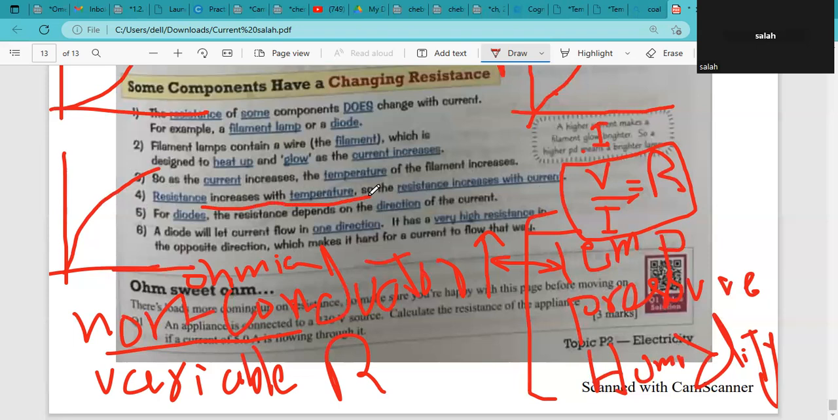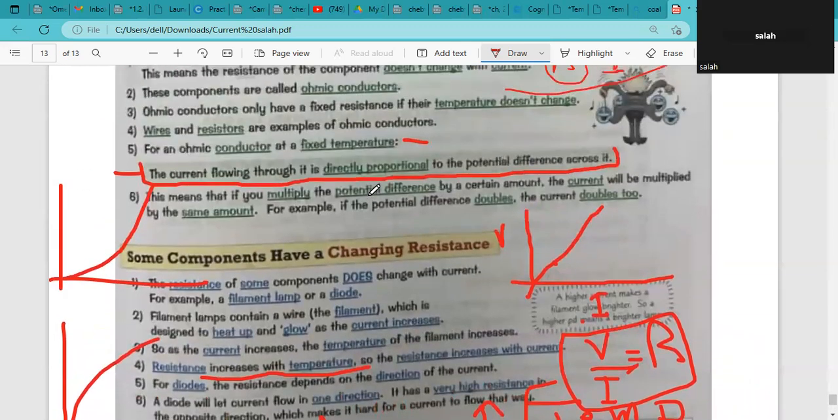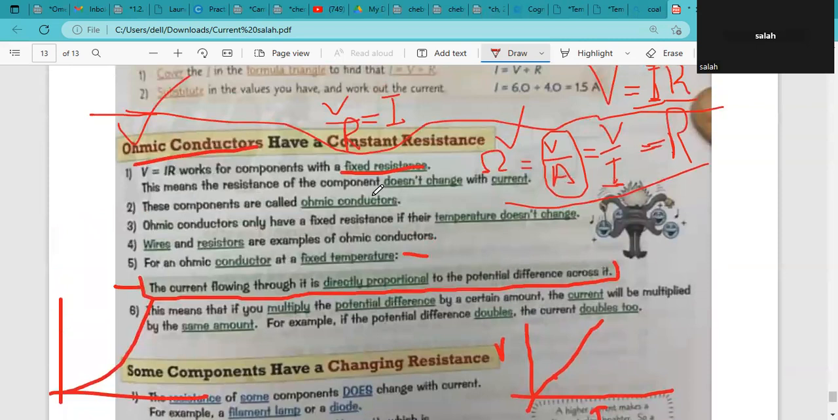So when will it be an ohmic conductor? When the temperature is fixed. When it starts to rise, it starts to become non-ohmic. Yes, whether the temperature rises or decreases, in both cases it will become non-ohmic.